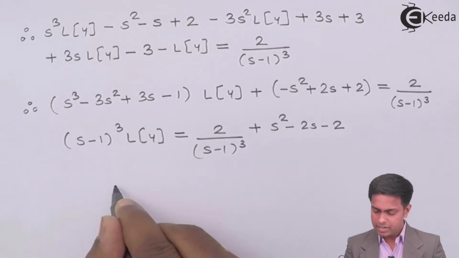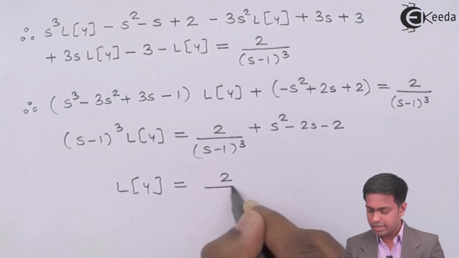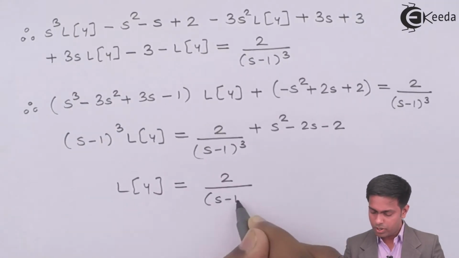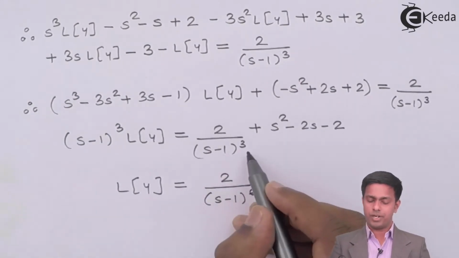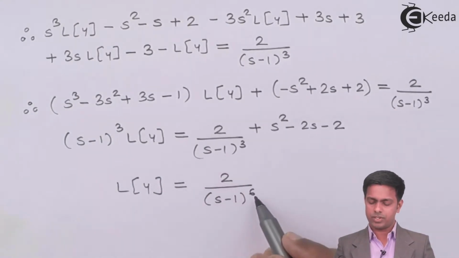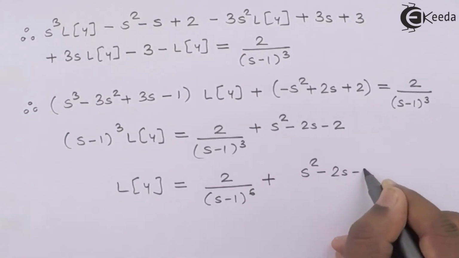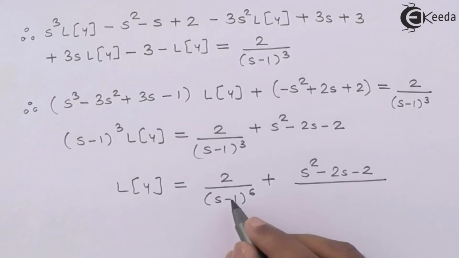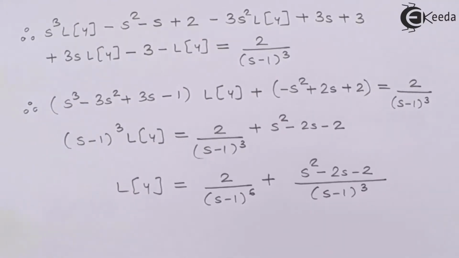So we will get Laplace of y equal to 2 upon (s minus 1) raised to 6, because already we have (s minus 1) cube into (s minus 1) cube, (s minus 1) raised to 6, plus (s square minus 2s minus 2) upon (s minus 1) the whole cube.